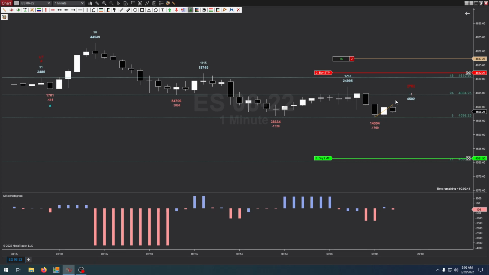Trying to confirm a swing high now on the 1 minute. And on the 3 minute and 5 minute we're trying to confirm a swing short. So, need to take this low out. No, it's right there.